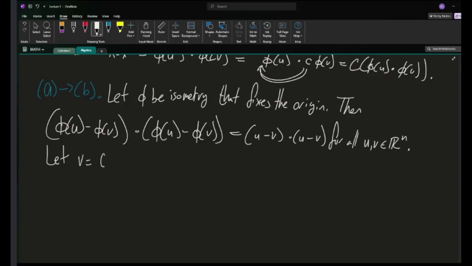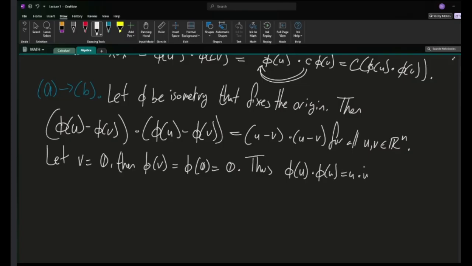Let v be 0, then phi of v is equal to phi of 0, hence it's equal to 0 since we're fixing the origin. Thus, phi of u dotted with phi of u is equal to just u dot u. Similarly, for phi of v.